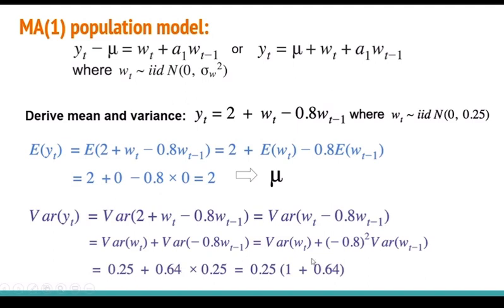Plugging it in, that is what we got. At the end of the day, you're going to see that this is similar to using the formula that I showed you before. Look at that: sigma squared is 0.25, which is the variance of the noise, times 1 plus A1 squared. Don't forget that your A1 is minus 0.8. When you square minus 0.8, it gives you 0.64. So, like I said, you can make use of this formula right here.